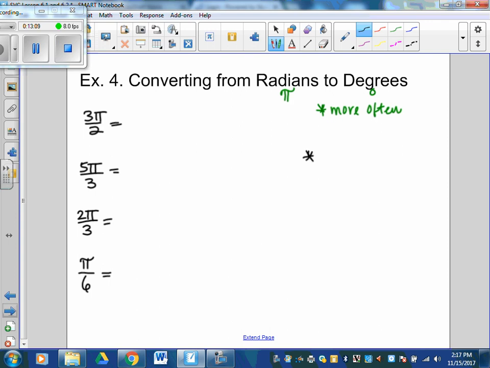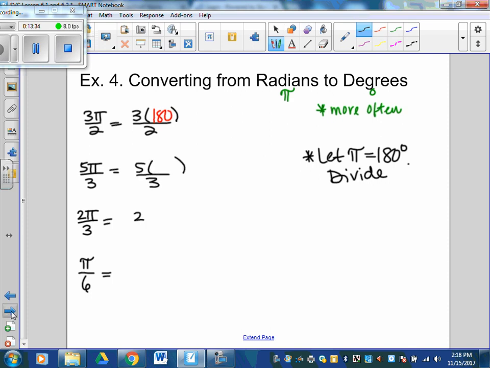Well, all you do here is let pi equal 180 degrees, period, and divide. It's extremely easy to go from radians to degrees. So what do I mean by that? I mean you are literally putting a 180 into the pi spot. So 5 times 180 divided by 3, 2 times 180 divided by 3, and 180 divided by 3.